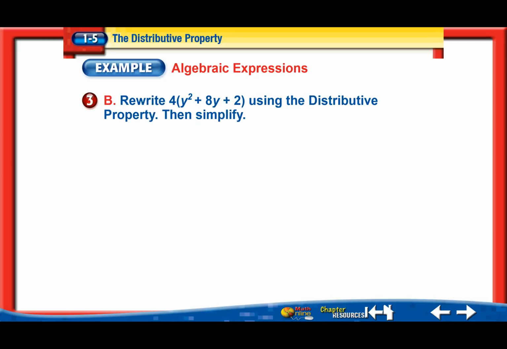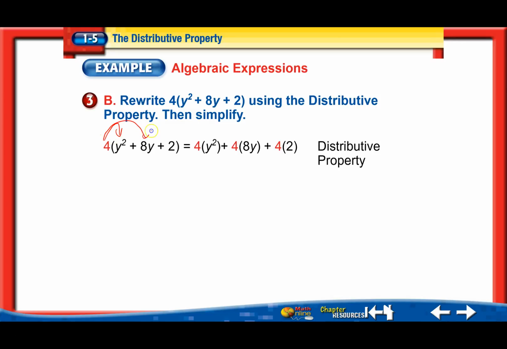All right, rewrite this using the distributive property and then simplify. So first we're going to distribute by multiplying 4 times y squared, 4 times 8y, 4 times 2. We're then going to multiply these all out. 4y squared, 4 times 8 is 32, keep the y. 4 times 2 is 8. So then I'd make that my answer right there.